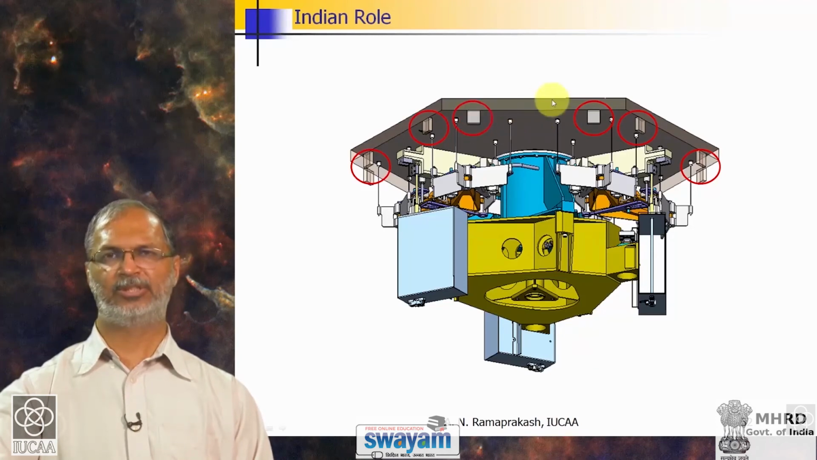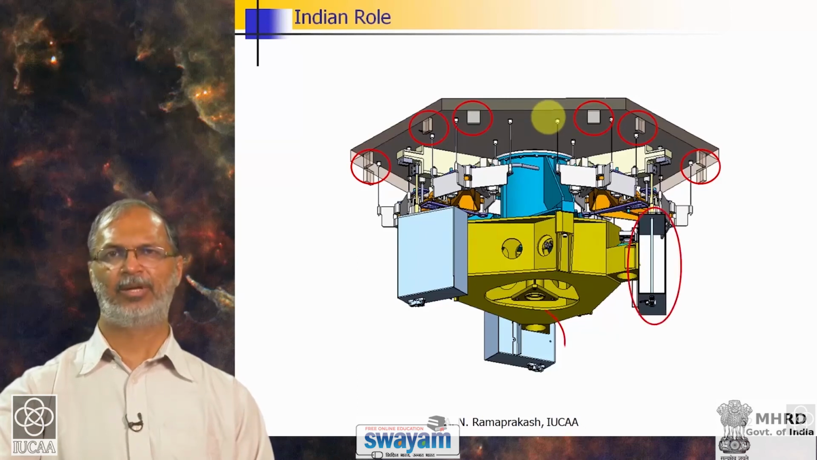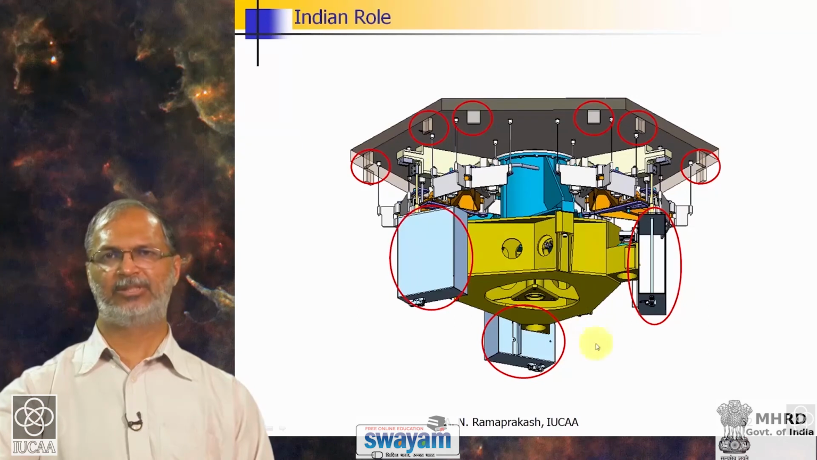So, the relative positions of these mirrors have to be measured in real time, and that is enabled by using what are called edge sensors. These edge sensors hang from the edges of the mirror segments and allow real time measurements of the relative positions of the segments, and those sensors are being made in India. There are then these actuators which correct for the positions of the segments, so that they remain in phase with respect to each other and form a single surface. All these actuators are being made in India.